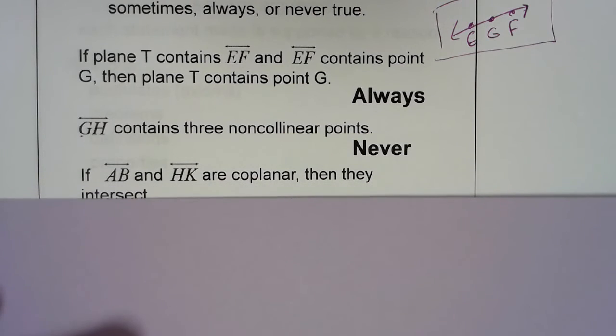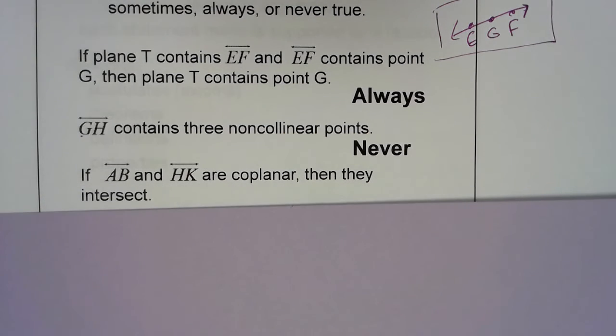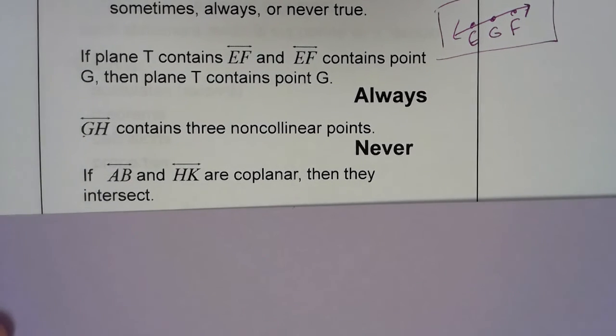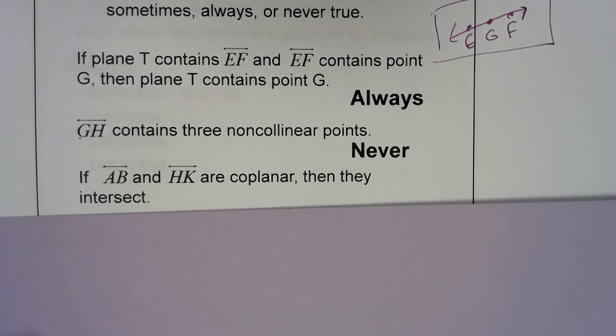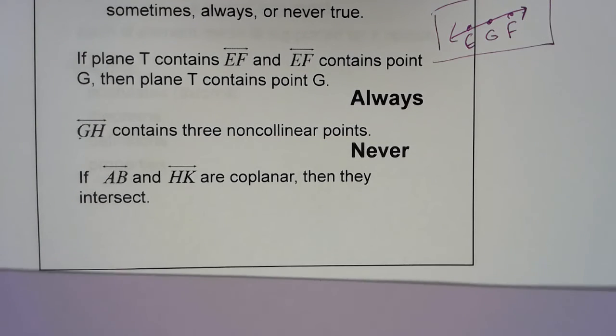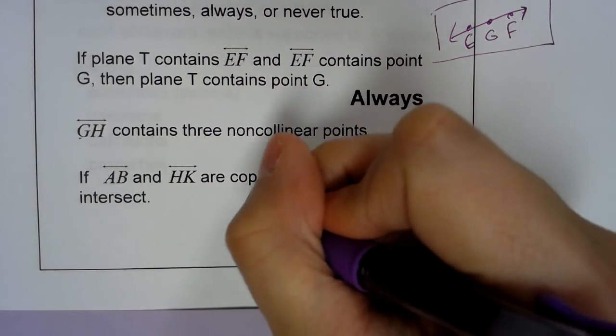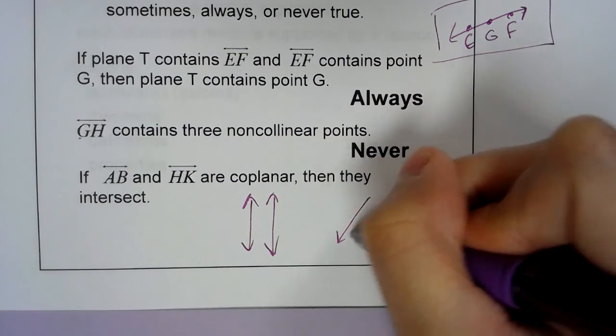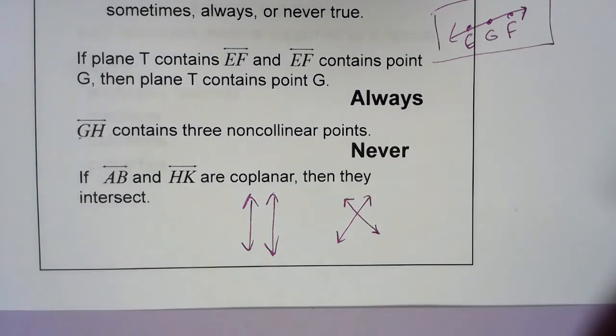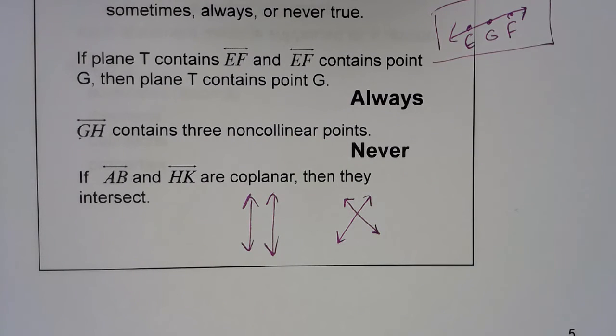Okay, and then the last one, if AB and HK are coplanar, then they intersect. So I've got these two lines, they are coplanar, then they must intersect. So let's think about this. Just because lines are on the same plane, does it mean that they will intersect? Maybe. Does it mean that they won't? Again, maybe not. So this one is going to be sometimes true because maybe they're parallel on the same plane, or maybe they do intersect. You never know. Okay? All right.